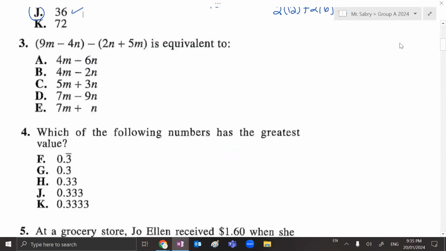Number 3, whenever we have a negative sign before a bracket, we have to distribute the negative sign inside, which will leave the first bracket as it is, but the second bracket will change its signs. Instead of positive 2n it will be negative 2n, and instead of positive 5m it will be negative 5m. Now, if there are any like terms, I'll add them. So I'll put lines under the things that are alike. 9 minus 5, that's 4m, negative 4n minus 2n, that's negative 6n. You look at the choices and it's choice A.